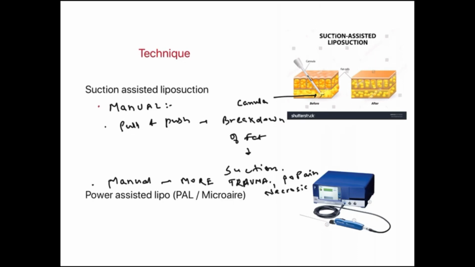The next one is power assisted liposuction. The mechanism is the same, only this thing is power operated. Here also there is a cannula and suction is also at the proximal end of this machine, but this is fast because this is not manual and it causes less trauma.